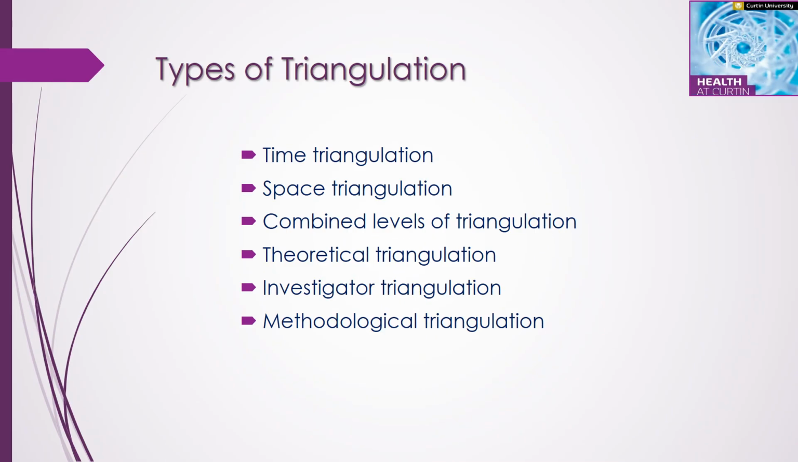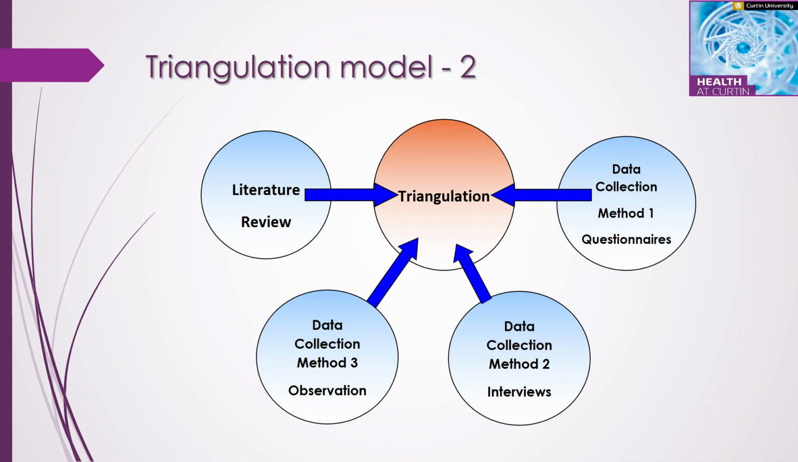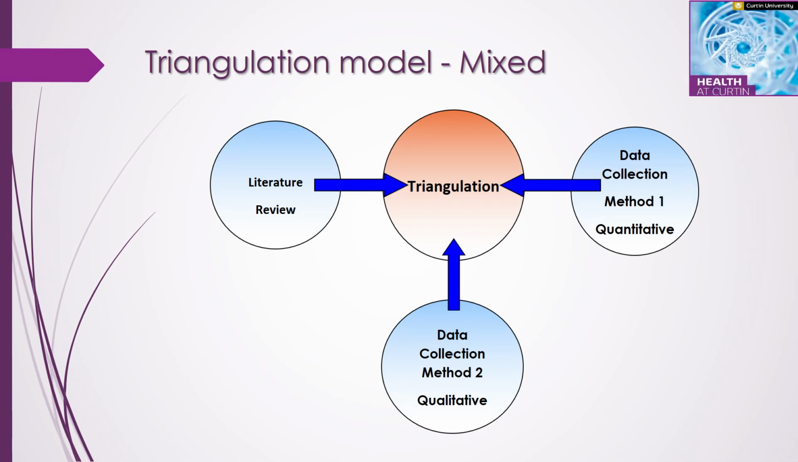Types of triangulation include time triangulation, space triangulation, combined levels, theoretical triangulation, investigator triangulation, and methodological triangulation. Triangulation Model 1 includes data collection through interviews and questionnaires, along with literature review, to enhance validity. Triangulation Model 2 uses multiple data collection methods, such as questionnaires, interviews, and observation, combined with literature review for comprehensive analysis. Mixed triangulation models combine quantitative and qualitative data collection methods, with literature review, to provide a broader perspective.